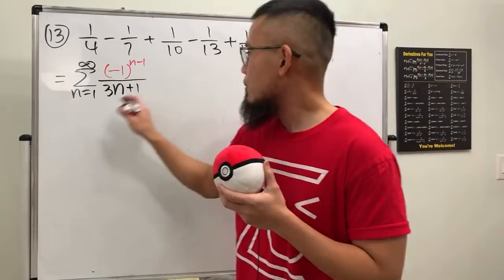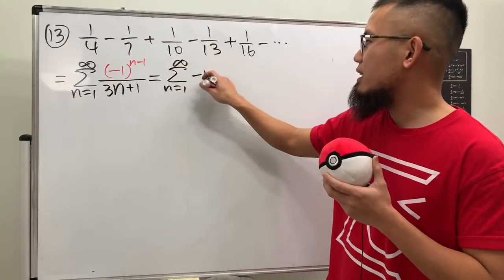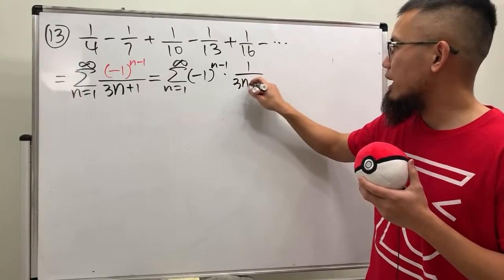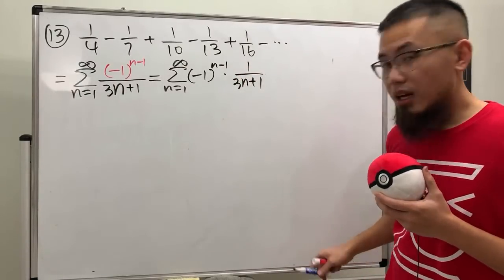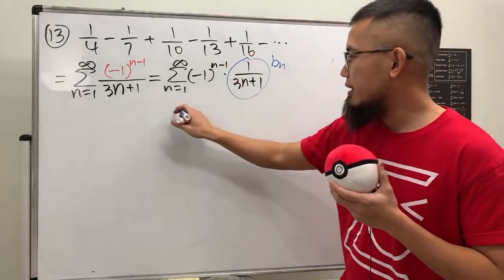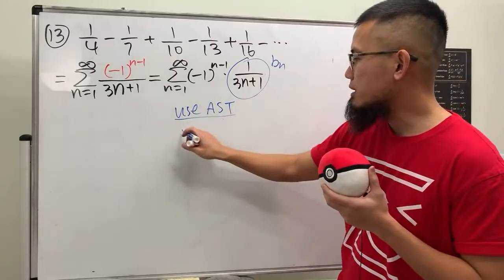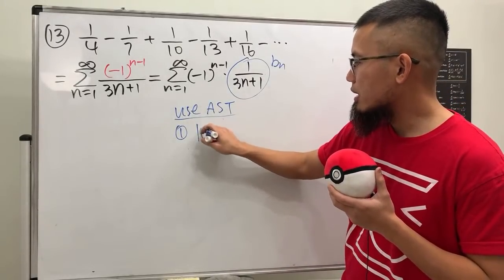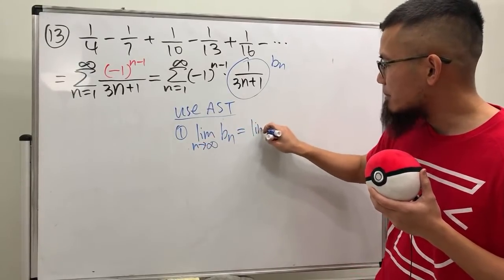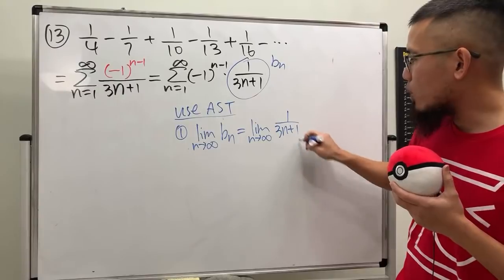That is correct. So if you would like, you guys can rewrite it. n goes from 1 to infinity. Write it as negative 1 to the n minus 1 power, and then you multiply by 1 over 3n plus 1. Yep. Okay, this right here is our Bn, right? And here we are going to use the alternating series test. So go ahead and do our usual business. First check the limit as n goes to infinity of Bn. Well, this is the same as saying the limit as n goes to infinity of 1 over 3n plus 1.